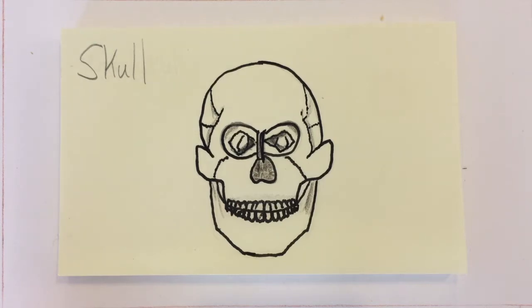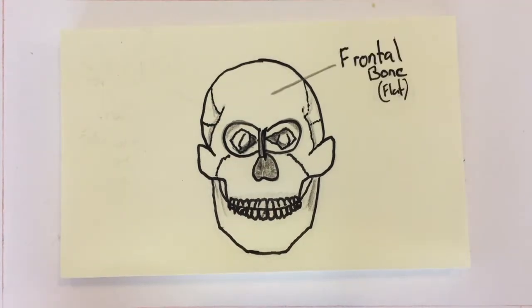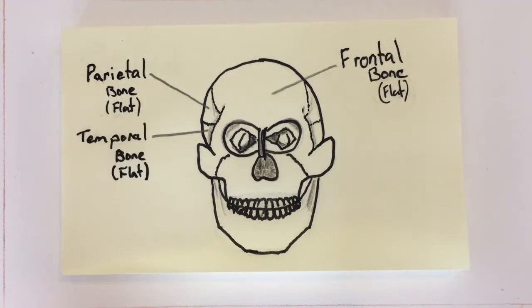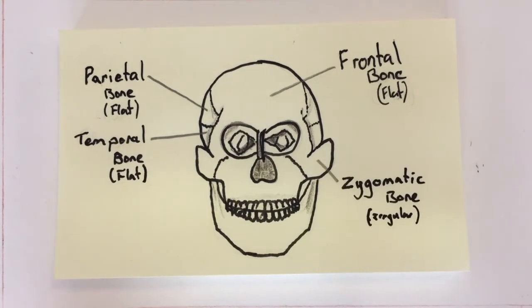When we look at this skull here, you'll see that at the front portion you have a frontal bone, the side a parietal, and the temporal bone. One of my favorite though is called the zygomatic.